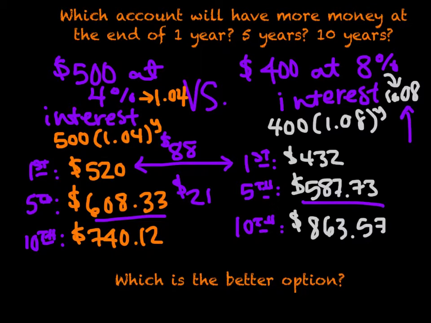If we look at the next one, in 10 years, if you were to keep that money in for 10 years, you just did $500 at 4% interest rate, you'd end up with $740, whereas if you did $400 at an 8% interest rate, you'd have $863. So that is already a difference of $123 in favor of the $400 lower dollar amount. So which is the better option? You decide. That's your job.